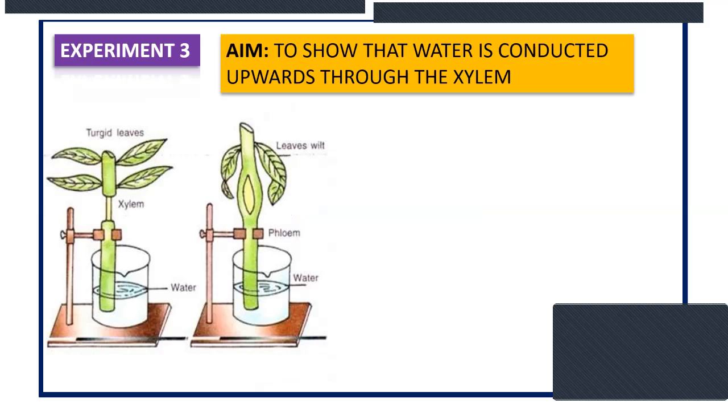Now the third experiment is also to show that water is conducted upward through xylem, but here the setup is different. In the first beaker we have placed a plant twig. This twig is cut in water so as to prevent any kind of air bubble. So in both beakers we can see a twig. In the first beaker, the twig placed is girdled. That means the outermost part, the bark of the twig, is removed. The outermost part has phloem. So phloem has been removed, whereas xylem is intact.